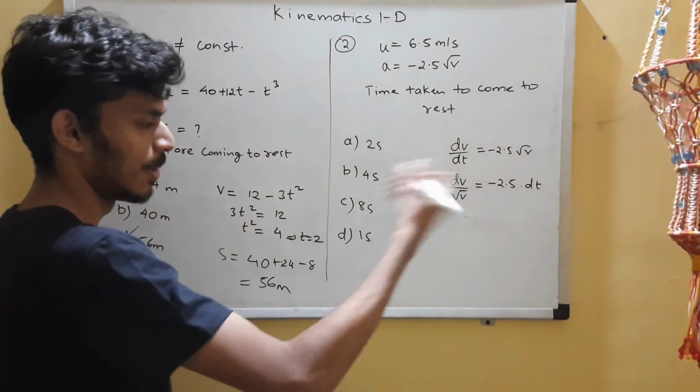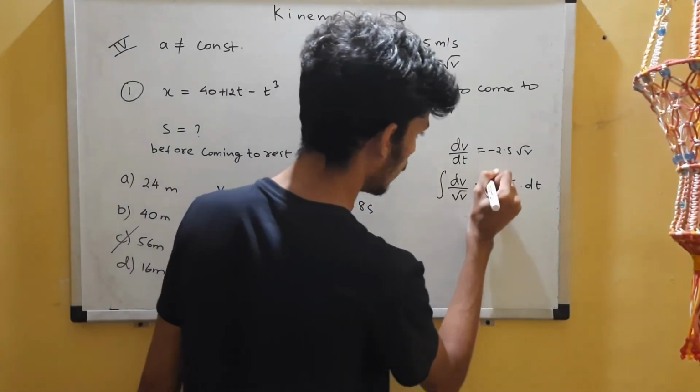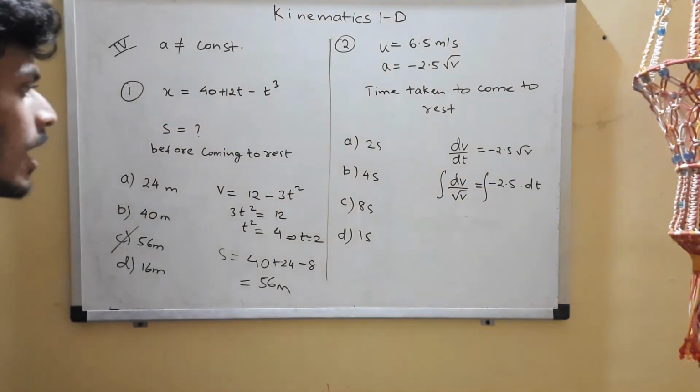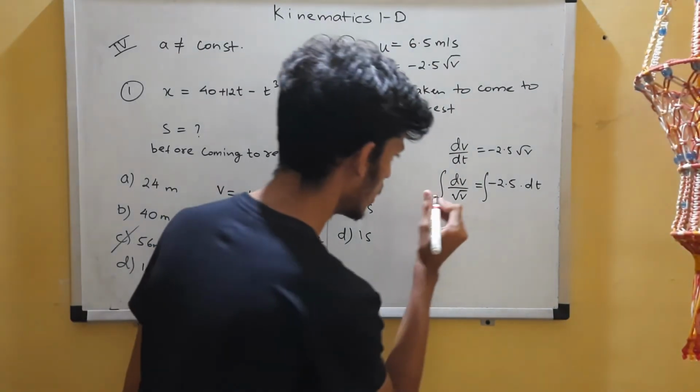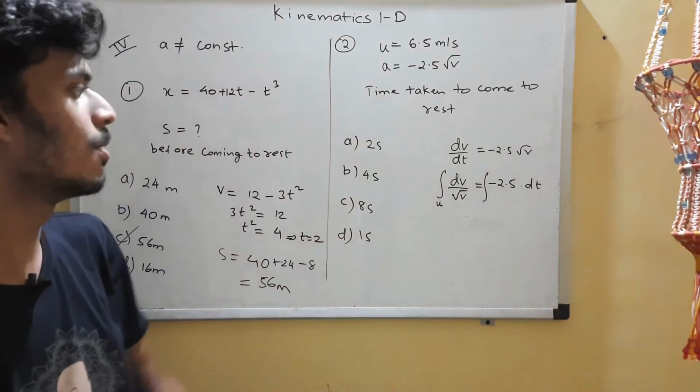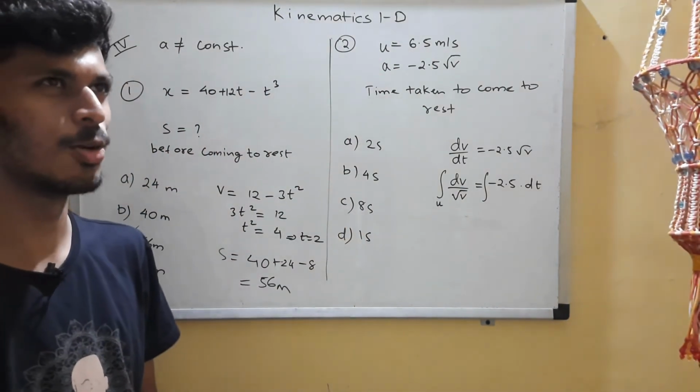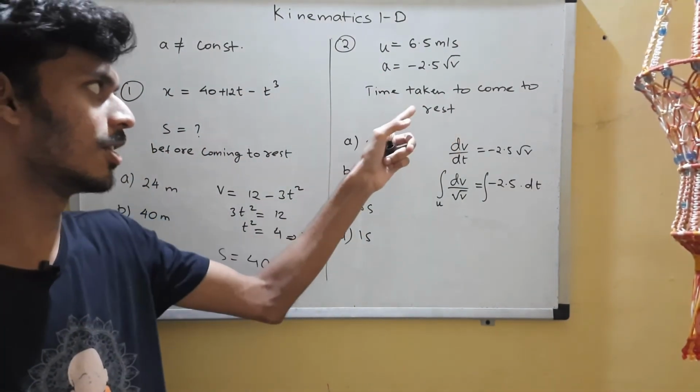Okay, variable separable, and then you integrate both sides. You have to integrate within the limits: the initial velocity is u, you know the value, and the final velocity you want to be 0, right? That gives the time taken for the object to come to rest.